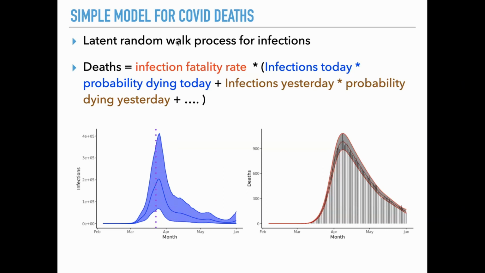And so we say the deaths are some infection fatality rate, that's a fundamental constant, times the infections today, times the probability of dying today. Infections yesterday, probability of dying yesterday. And so we do this in a mathematical model, and using the death data, so that's the plot there on the right with the black bars, we fit to it, we get a pretty good fit, that's the red curve, and then we infer this unknown latent number of infections, which is the blue curve.